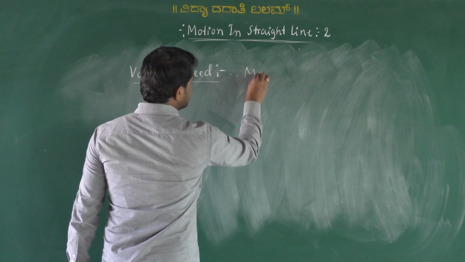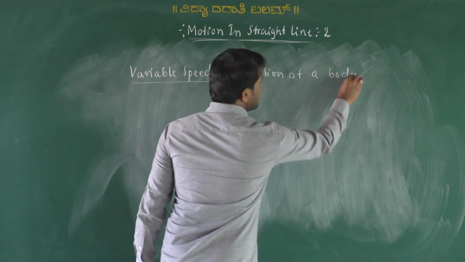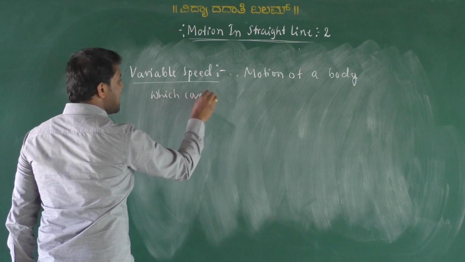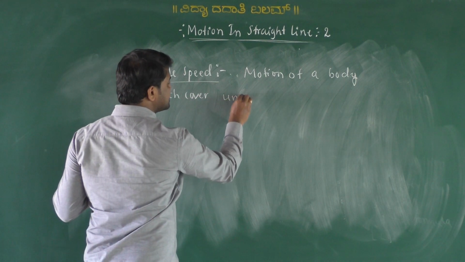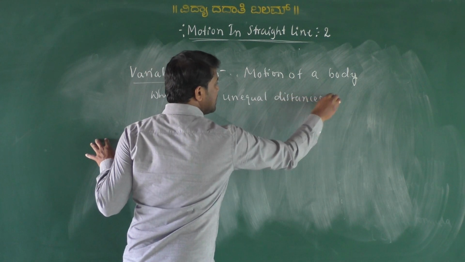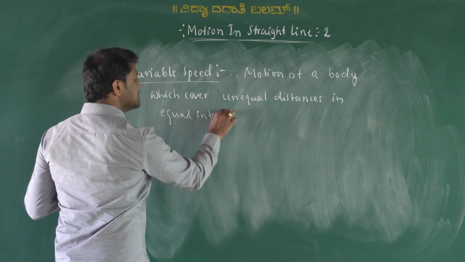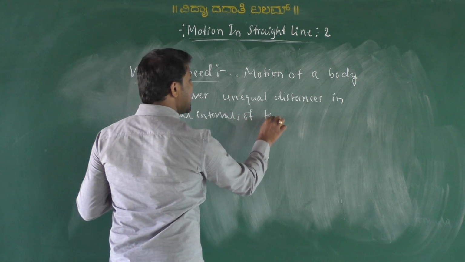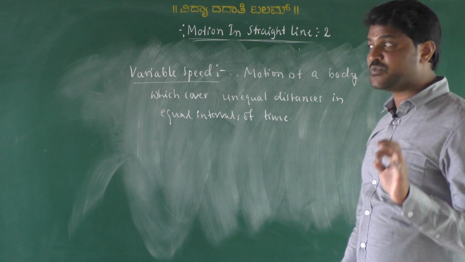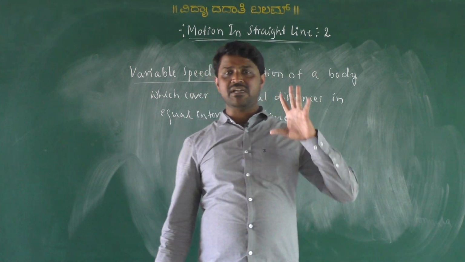ಹಿಯರ್ ಆಲ್ಸೋ ಮೋಷನ್ ಆಫ್ ಎ ಬಾಡಿ ವಿಚ್ ಕವರ್ಸ್, ಒಂದು ಬಾಡಿ ಮೂವ್ಮೆಂಟ್ ಆಗಬೇಕಾದಾಗ ವಿಚ್ ಕವರ್ಸ್ ಅನ್ಈಕ್ವಲ್ ಡಿಸ್ಟೆನ್ಸಸ್, ಎಷ್ಟು ಅಂತ ನಮಗೆ ಗೊತ್ತಿಲ್ಲ, ಅನ್ಈಕ್ವಲ್ ಡಿಸ್ಟೆನ್ಸಸ್ ಇನ್ ಈಕ್ವಲ್ ಇಂಟರ್ವಲ್ಸ್ ಆಫ್ ಅ ಟೈಮ್ ಈಸ್ ಕಾಲ್ಡ್ ವೇರಿಯಬಲ್ ಸ್ಪೀಡ್ ಅಂತ ಹೇಳ್ತಾರೆ. ಒಂದು ಎಕ್ಸಾಂಪಲ್ ನಿಮ್ಗೆ ಹೇಳಬೇಕು ಅಂದರೆ ಹರಿಹರದಿಂದ ದಾವಣಗೆರೆ ಒಂದು ಟ್ರೈನ್ ಹೊಂಟದ, ಓಕೆನಾ.